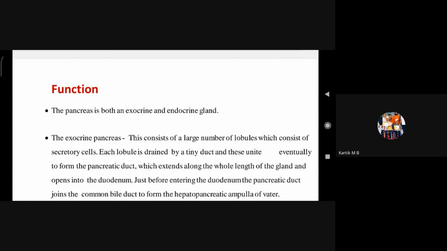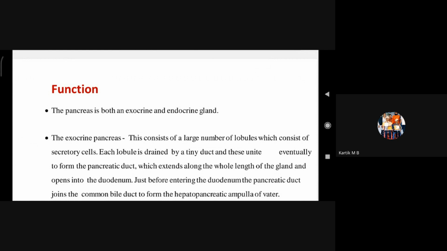Endocrine glands release the hormones in the bloodstream, outside the nerves and all. Exocrine glands will release hormones through ducts. Yes, very good. Endocrine glands release the hormones directly to the bloodstream, and exocrine glands have ducts.